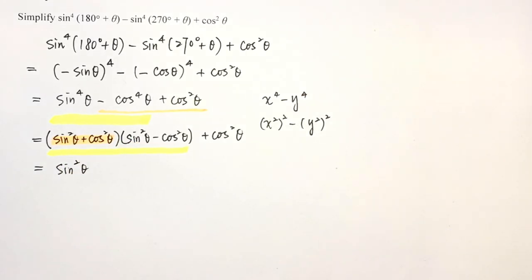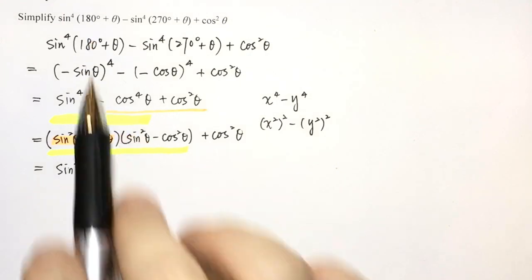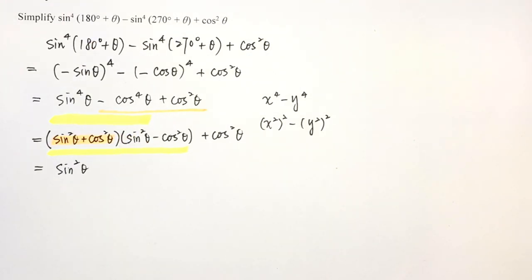Okay? So I hope you understand how I taught you about the simplification about vertical angles and horizontal angles, whether change or not change, the final sign of the trigonometric ratios.